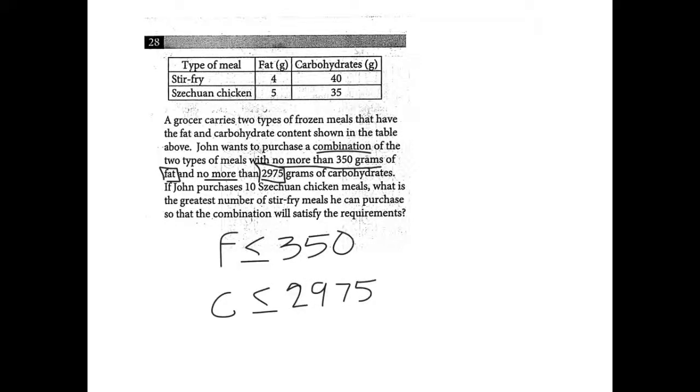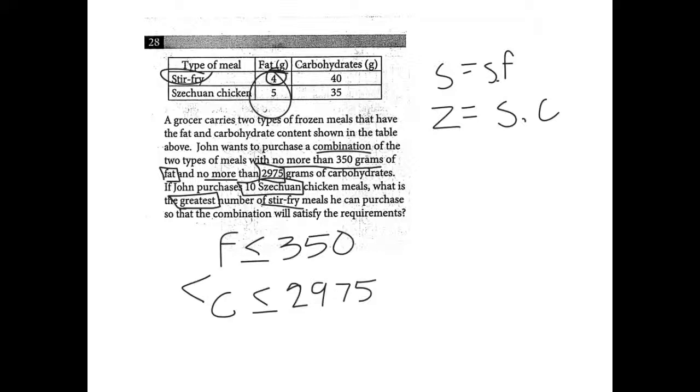2,975. If John purchases 10 Szechuan chicken meals, what is the greatest number of stir-fry meals he can purchase so that the combination will satisfy the requirements? All right, so let's look at this right here. So fat, we could say if stir-fry is denoted with S, and the Szechuan chicken is, sorry, I wrote that on the wrong side. We could say Z. So Z equals the Szechuan chicken. Then our total fat is going to be 4 times the number of stir fries. So 4S plus the Szechuan chicken 5 times the number of them.